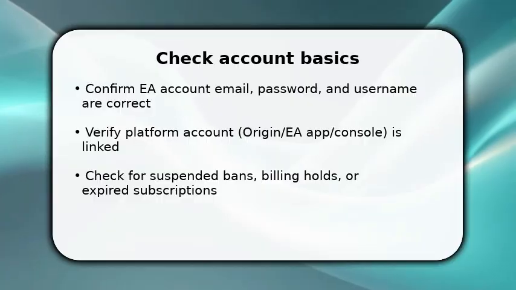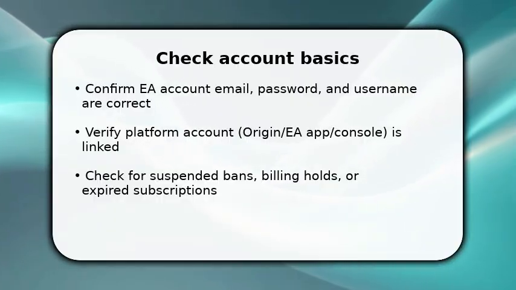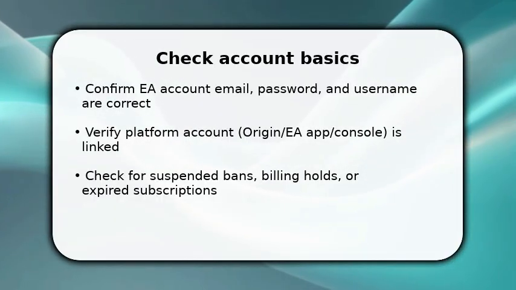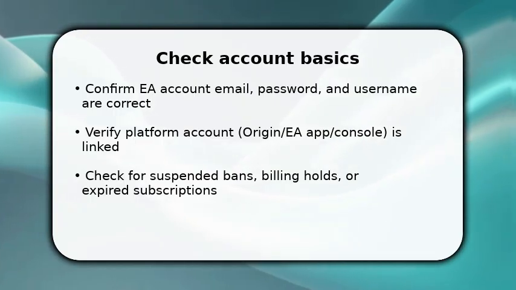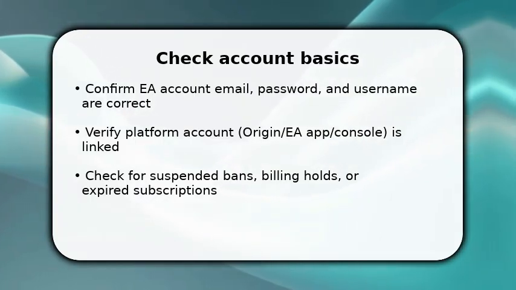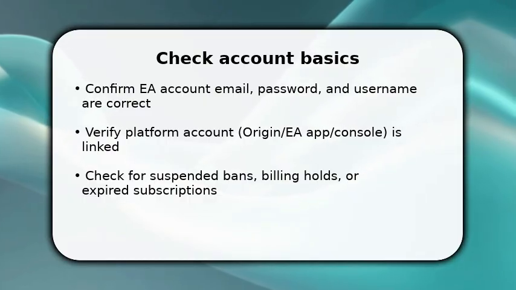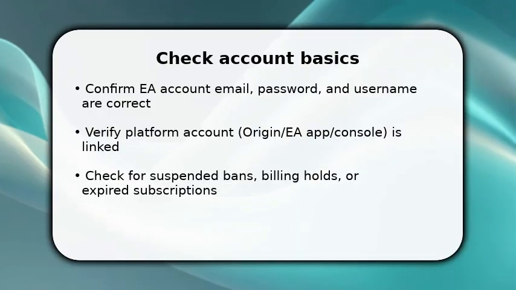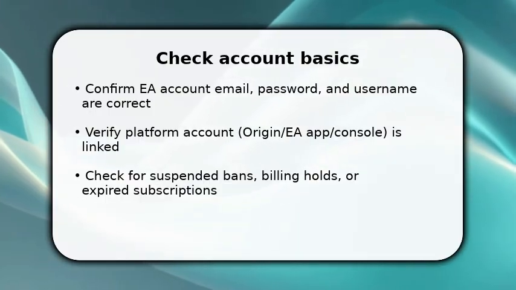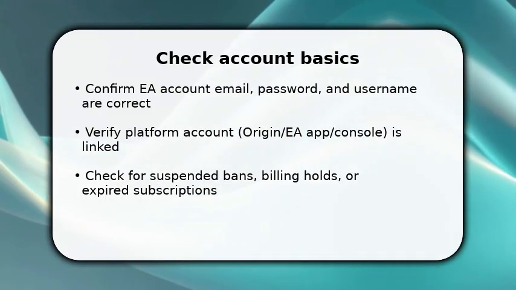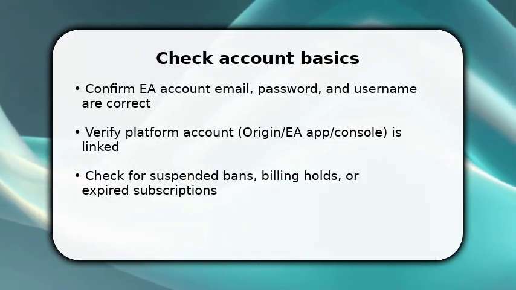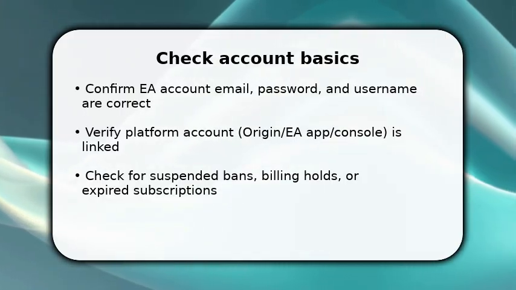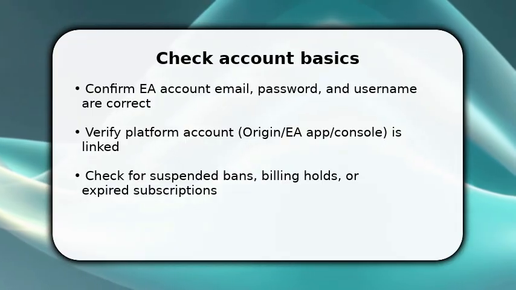You start by confirming the essentials. Log into your EA account on a browser and check your email and password. Once done, make sure your console or PC account is linked to the same EA ID and that billing information is current. If you see an account suspension, note the reason and any dates. You do this because mismatched links or billing holds cause most access denials. Fixing them now saves time later and unlocks the next troubleshooting steps.